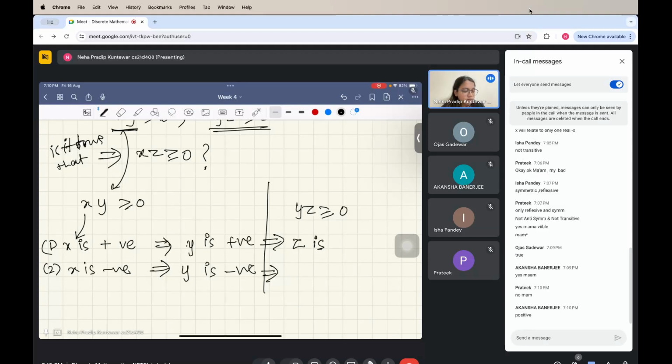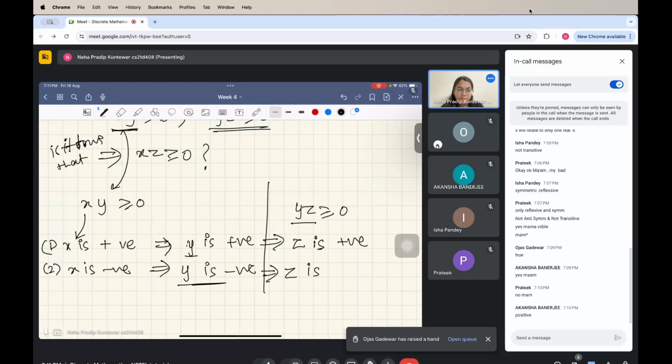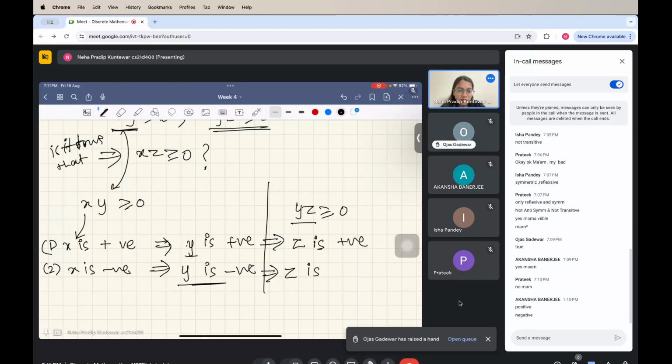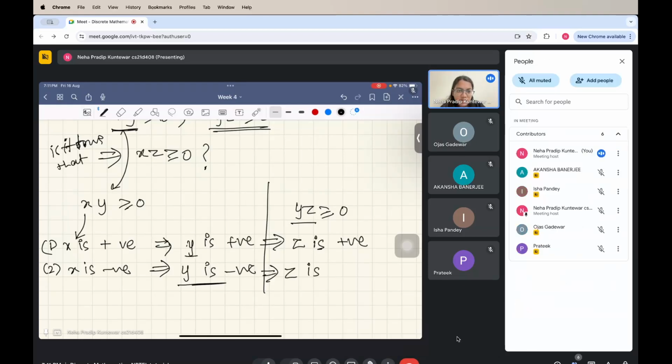If the product is positive and one of the elements is positive, the other element has to be positive. Otherwise, like we said earlier, the product would end up negative. What can you say about this case? Yes, you have a question.